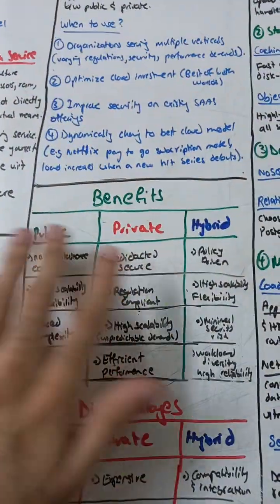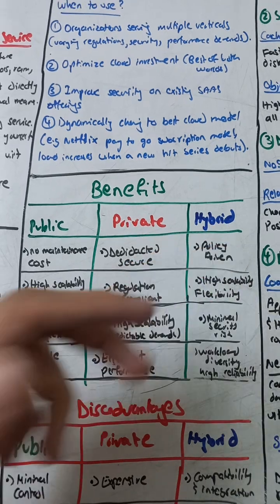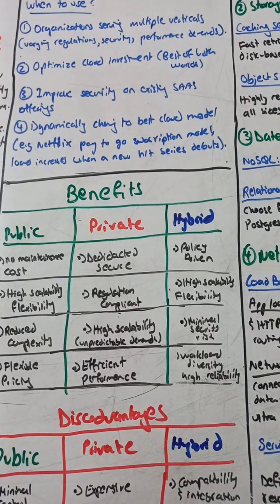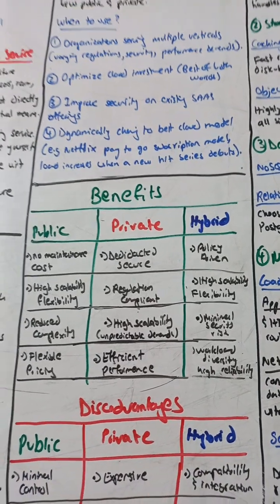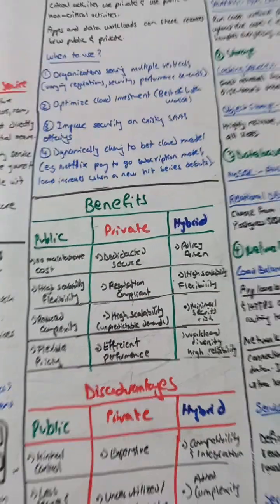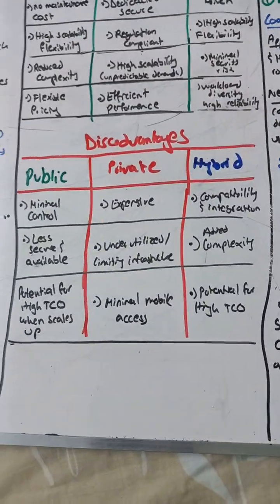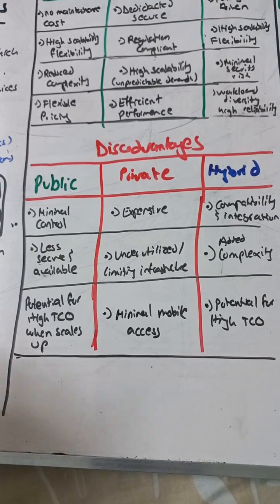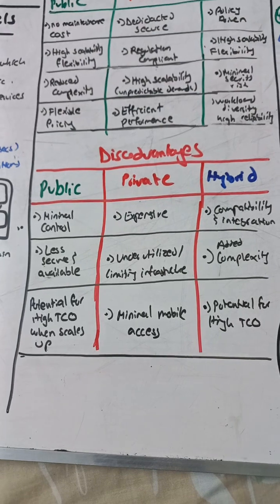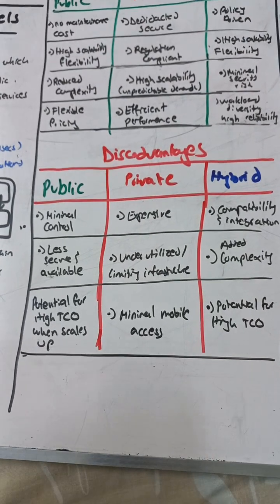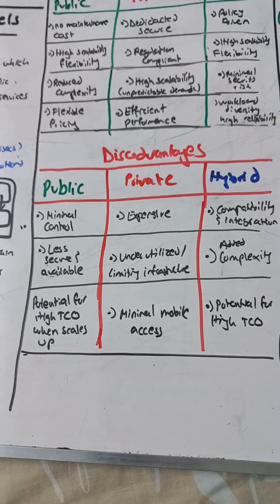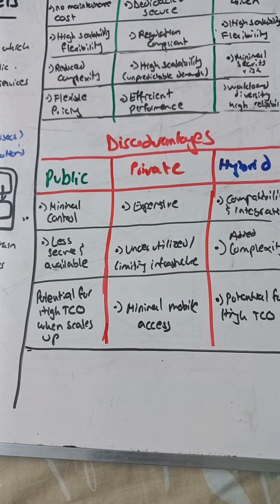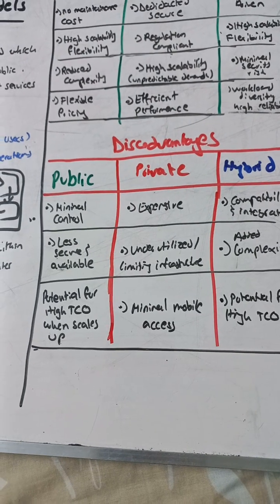In hybrid, since it's the best of both worlds, it is policy driven, highly scalable, flexible, it has high security, and you can also have workload diversity, which basically means it's very highly reliable. The disadvantages: in public, you have minimal control. Second, as you're scaling up, the prices tend to increase at an exponential rate. So it has the potential to have a very high TCO, which stands for total cost of ownership.